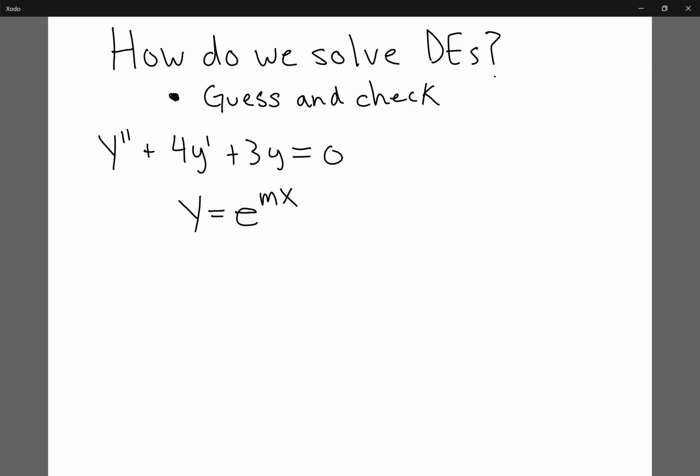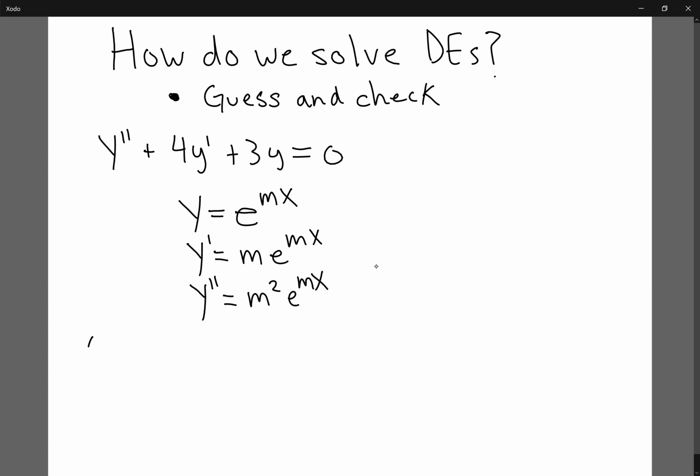So we'll try plugging that expression in, taking the derivatives, and seeing under what circumstances that satisfies the equation, if any. So let's compute y prime. Notice if we apply the chain rule here, we'll get an m out front. And if we take a second derivative, we'll get another m. And so if we plug into the equation, we will have y double prime is m squared e to the mx plus 4 times y prime, which is m e to the mx, plus 3 times y, which is e to the mx.